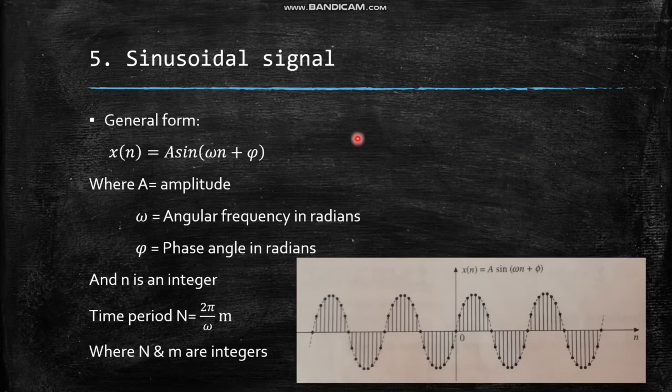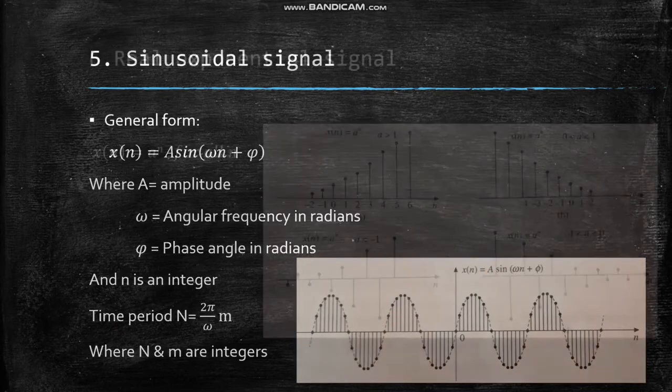Fifth elementary signal is a sinusoidal signal. The general form for a discrete time sinusoidal signal is written as x of n is equal to a sin omega n plus phi, where a is the amplitude, omega is the angular frequency in radians, phi is the phase angle in radians, and n is the integer. As it is a periodic signal, the time period represented by capital letter N can be written as N equal to 2 pi by omega m, where N and m are integers. The graphical representation of a sinusoidal signal in the discrete way is shown here.